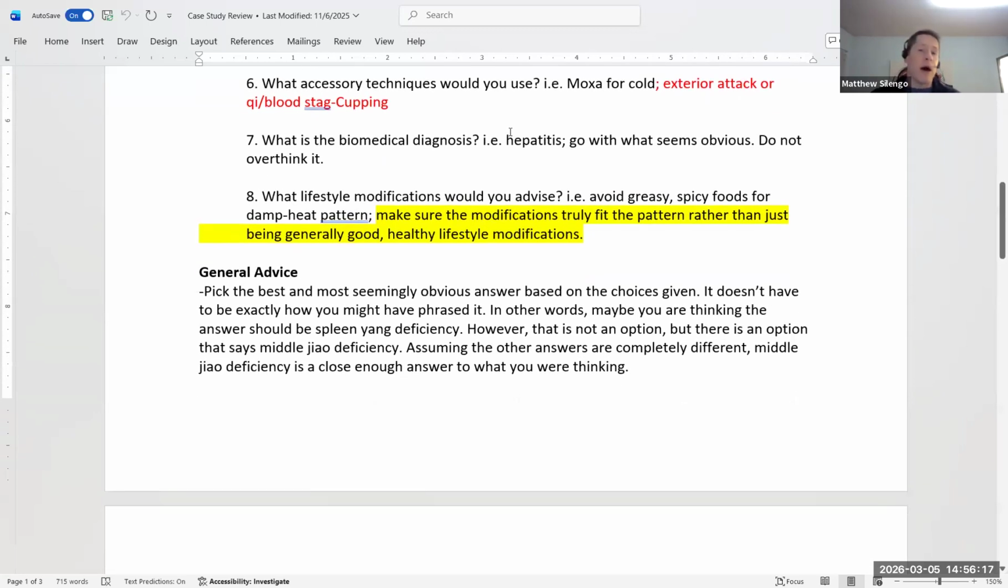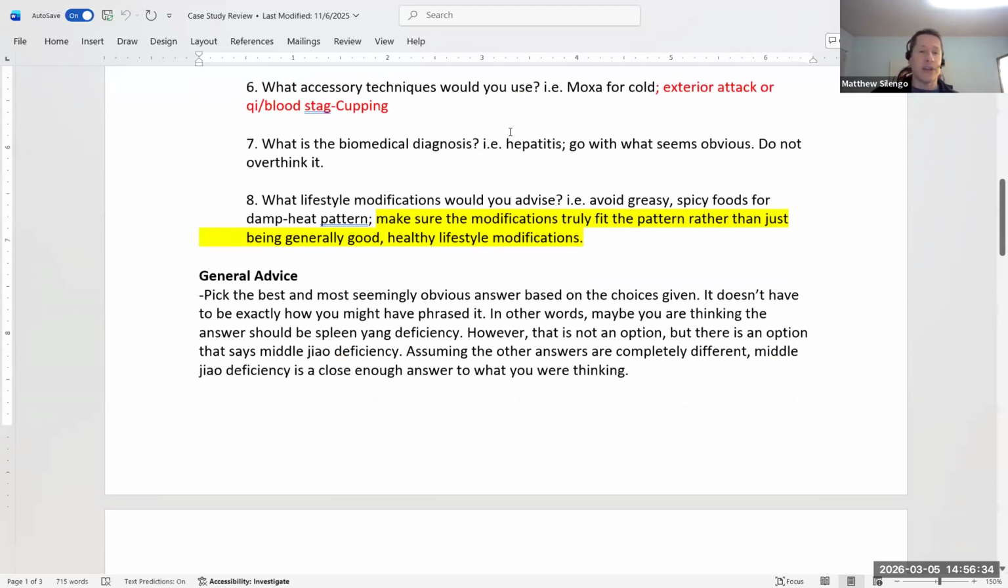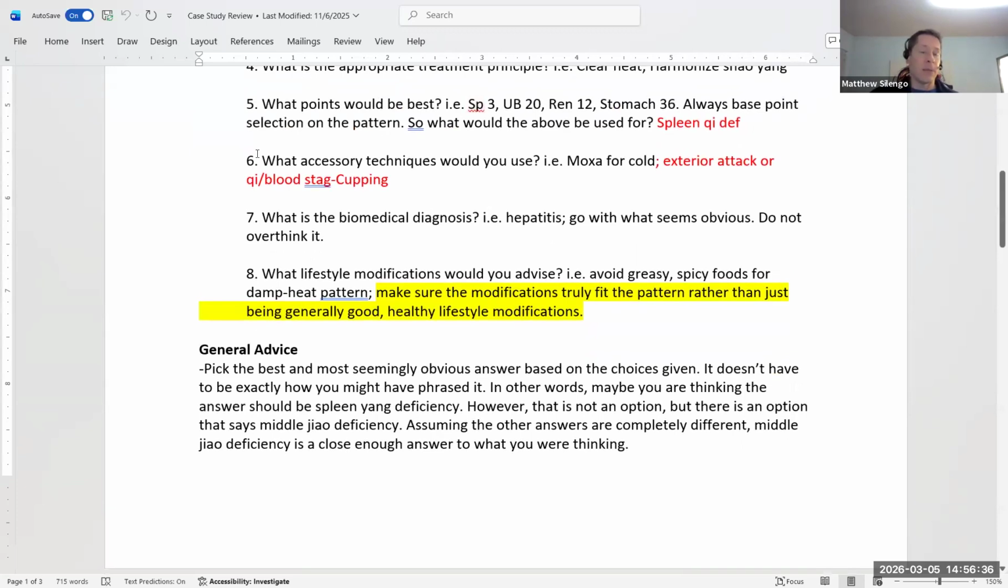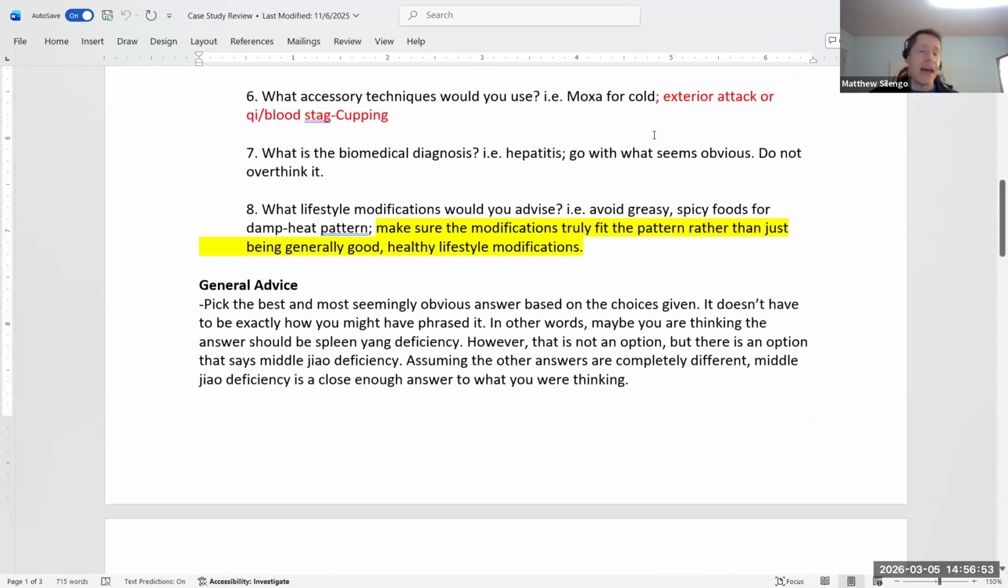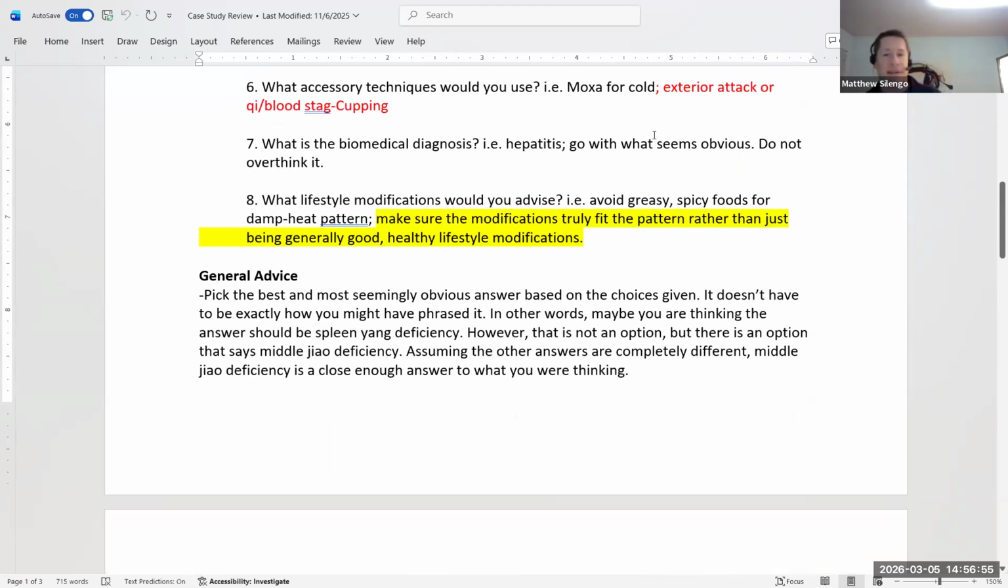Then sometimes you'll get asked questions about what accessory techniques you would use. Would you do moxa? Would you do cupping? For those, again, think pretty big picture. It doesn't tend to get very nitpicky. Basically, if the person has a cold pattern, yeah, maybe you would moxa those points. Sometimes they'll list it, maybe combining number 5 and number 6 here, where it will say, for example, moxa UB20. It'll list points and say moxa these points or do these points without moxa. And if it's a cold condition, go with the option that says to moxa the points.